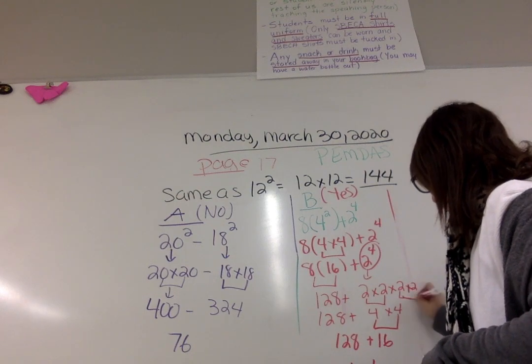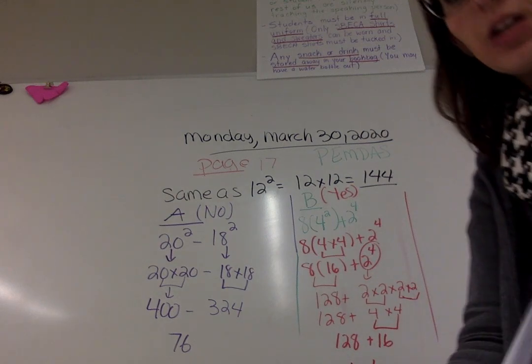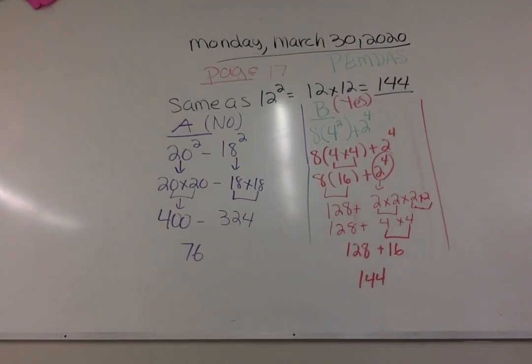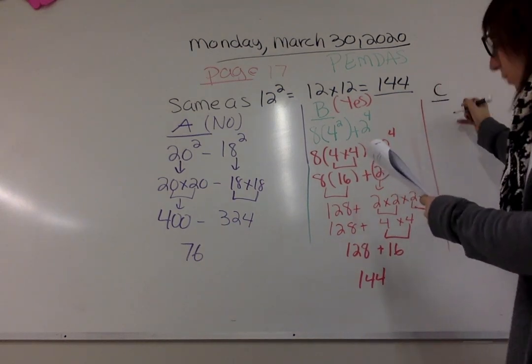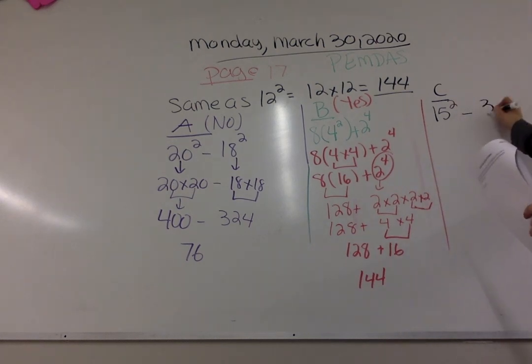Now, let's look at expression C. Hopefully you can see all that. Okay, expression C. I'm going to write it kind of small for you. Sorry. C. We have 15 squared minus 3 to the 4th.